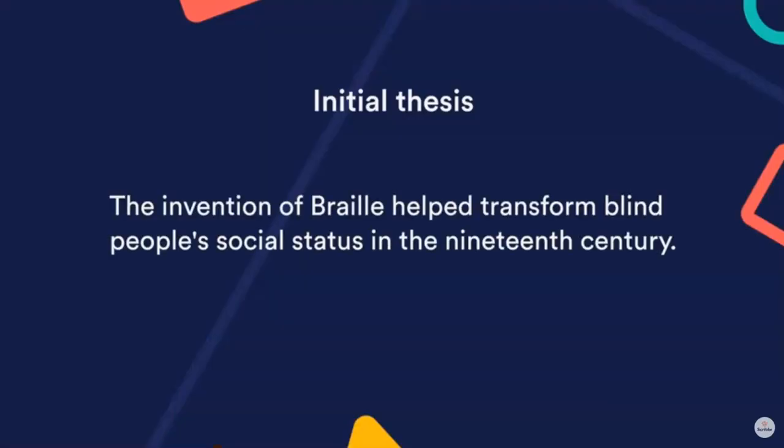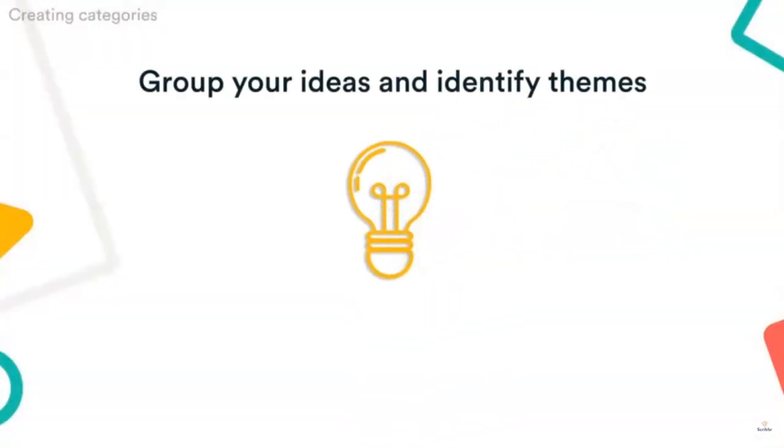At the stage where you're writing an essay outline, you should already have an initial thesis or argument. In our case, that is, the invention of Braille helped transform blind people's social status in the 19th century. Once you have an idea of your overall argument, you can begin to organize your material in a way that serves the argument. At this stage, you probably have a lot of different ideas and potential sources. Start by trying to group your ideas together and identify a few broad themes.